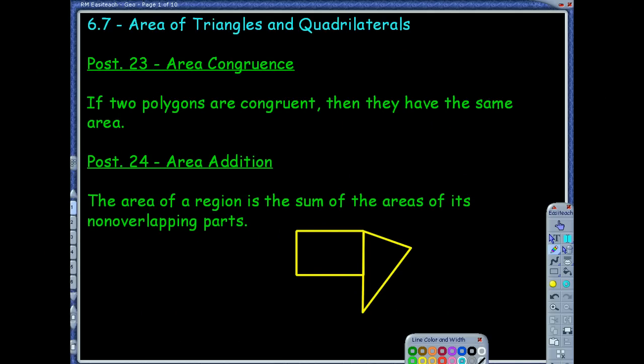Now, the first postulate we're looking at, and this is a postulate, so it's just accepted to be true, deals with area congruence. It says that if 2 polygons are congruent, then they're going to have the same area. It seems like a no-brainer, and hopefully it does, because it's a postulate.